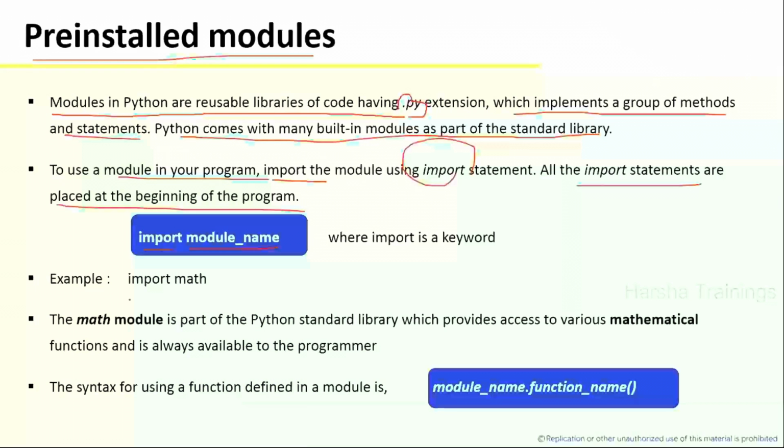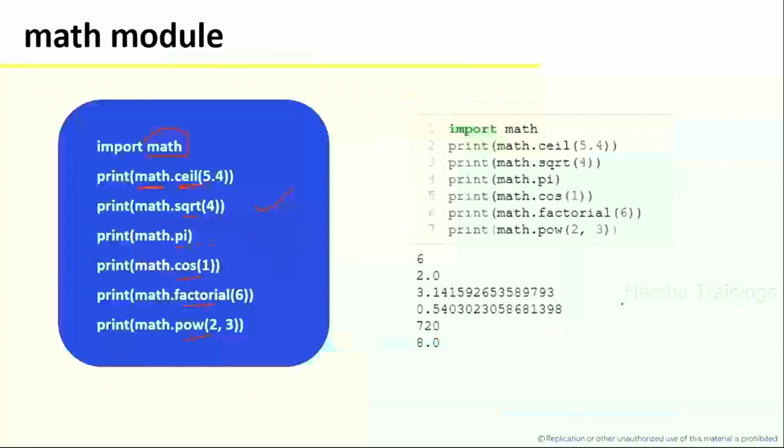For example, import math. The math module is a part of the Python standard library for doing mathematical operations. If I want to use a function name, how can I write? Module name dot function name. Okay? Got it?